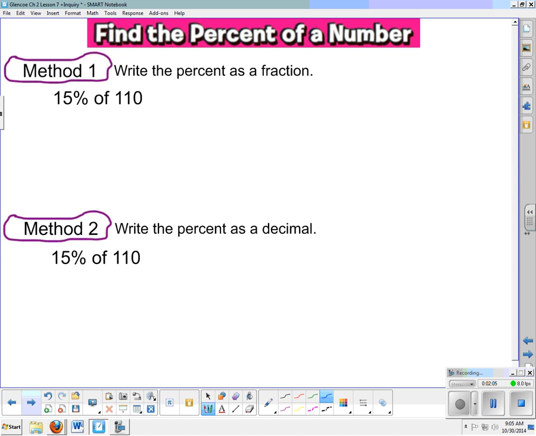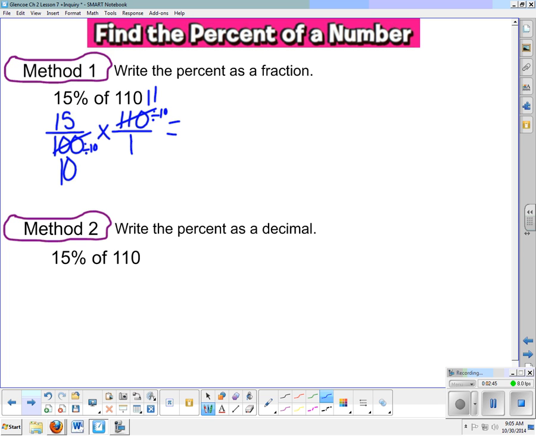Okay, write the percent as a fraction again. On this problem, we have 15 over 100 times 110 over 1. We can reduce this fraction by dividing by 5 in the numerator and 5 in the denominator, but there's another way you can reduce, and we're going to take a look at this a little bit further. 100 and 110, we can go diagonal, can both be divided by 10. So 100 divided by 10 is 10, and 110 divided by 10 is 11.